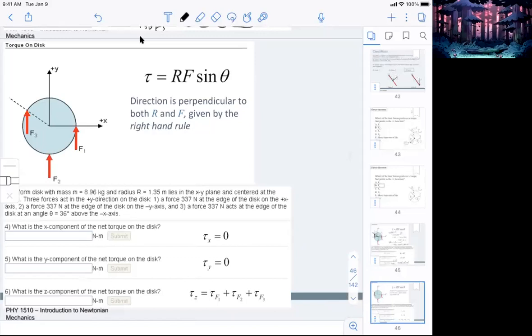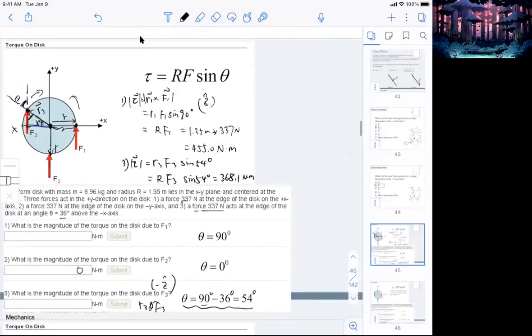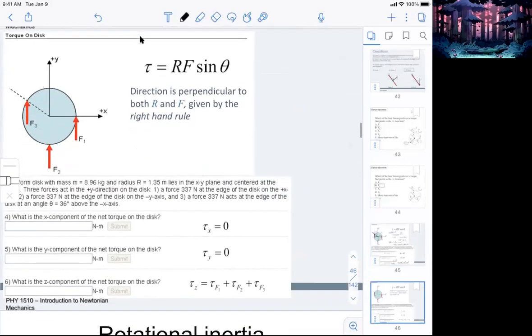All right, next 3 questions. What is the x component of the net torque on the disk? The x component. Well, you can see that the torque we just calculated is all in the z direction, which means it does not have an x component. The torque is not going to make the disk rotate relative to the x-axis. It's always rotating relative to the z-axis, right? So the x component obviously is 0.